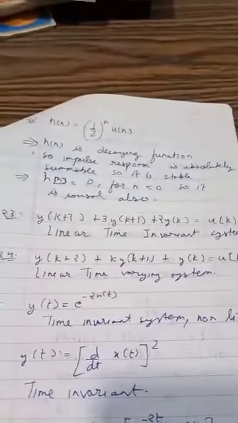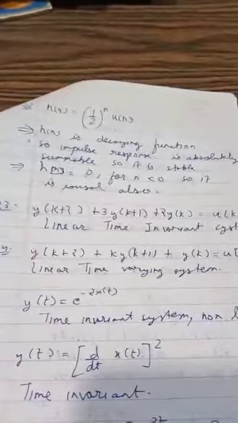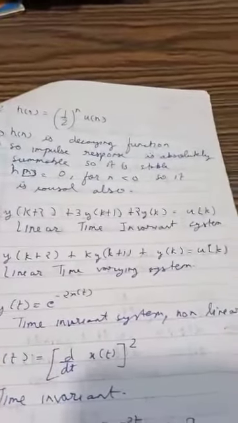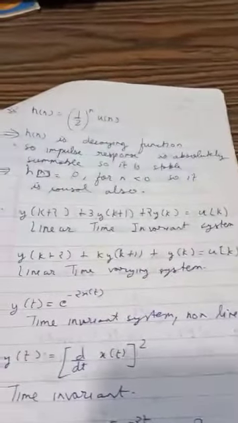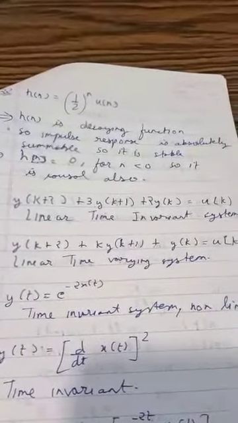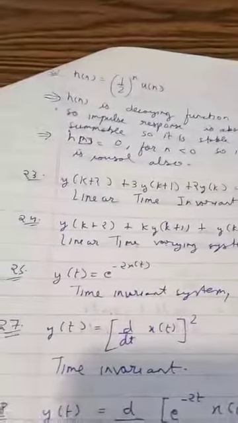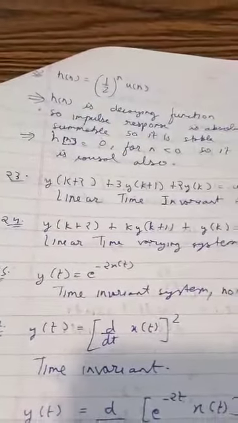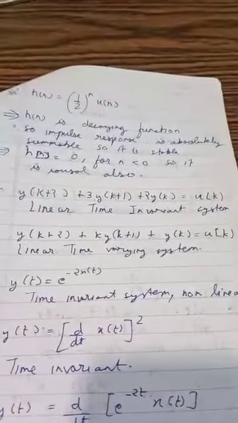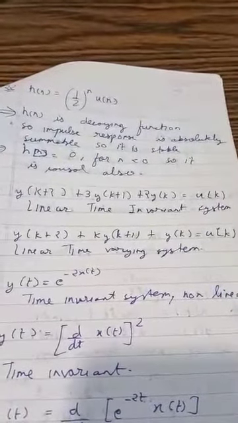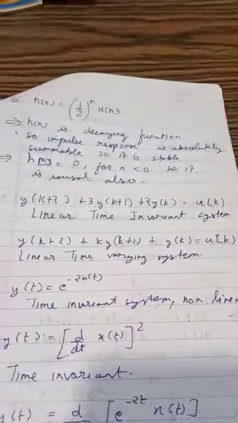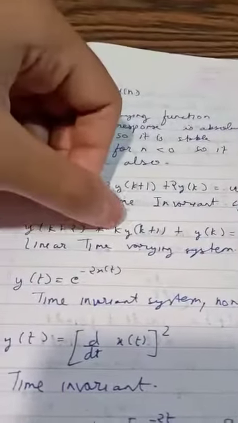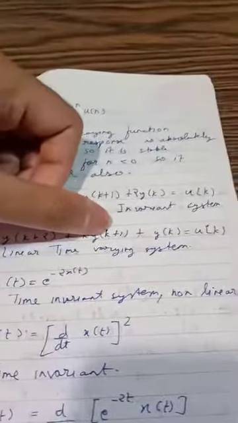The next question is y of k plus 2 plus 3y of k plus 1 plus 2y of k equal to u of k. So clearly it is a linear system and it is a time invariant system. But the next question, y of k plus 2 plus k y of k plus 1 plus y of k equal to u of k. It is a linear system, but it is a time varying system because k is getting multiplied by this y of k plus 1.